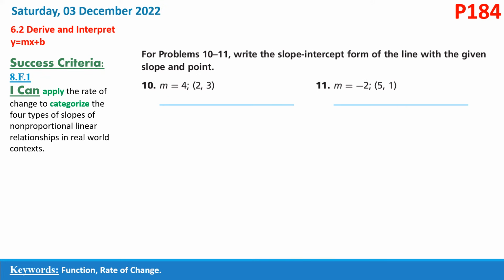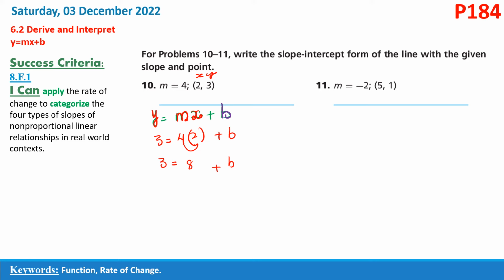Next question, write the slope-intercept form with the given slope and point. Okay, so how to write it? First, the equation of the line is y equals mx plus b. Now you have to find the b first. In order to find b, you replace the m which is given in the equation. This is your x, this is your y. So replace the x and the y also. So y is 3, m is 4 and x is 2 plus b. So 3 as it is equals 4 times 2, which is 8, plus b.